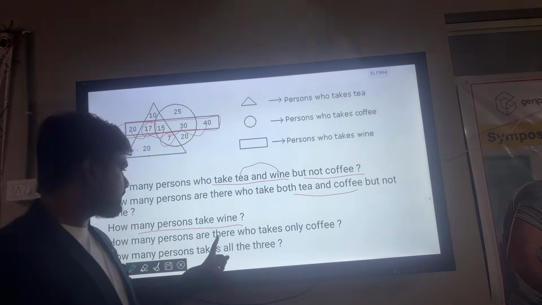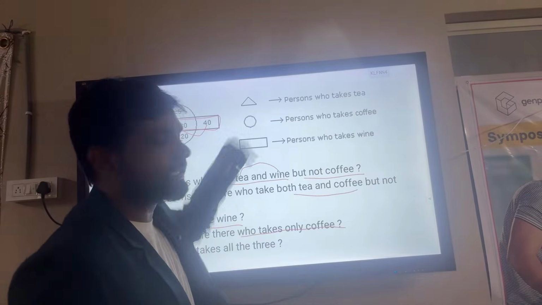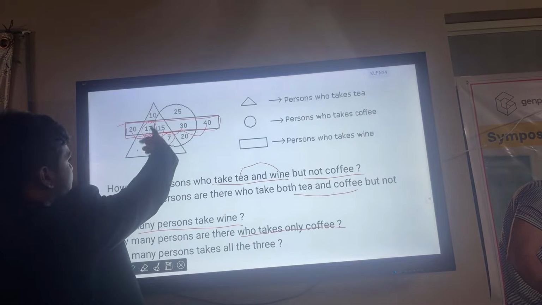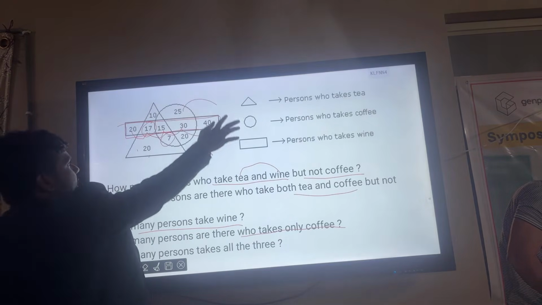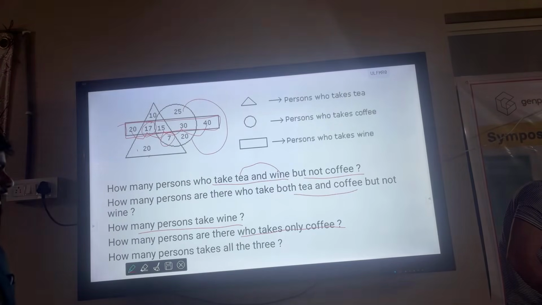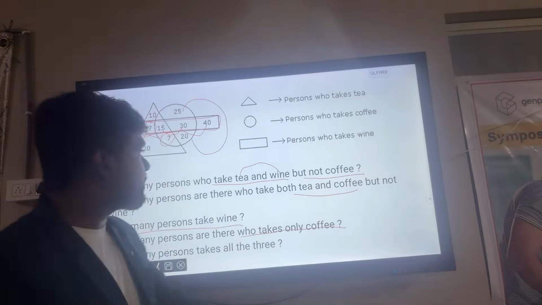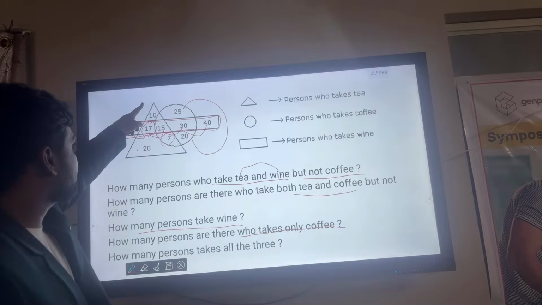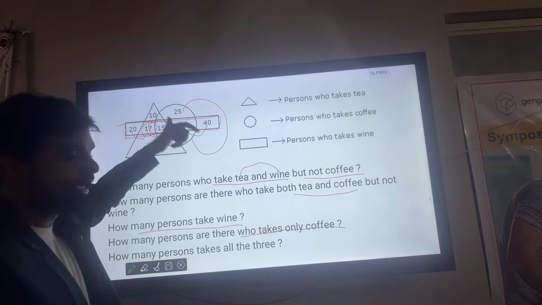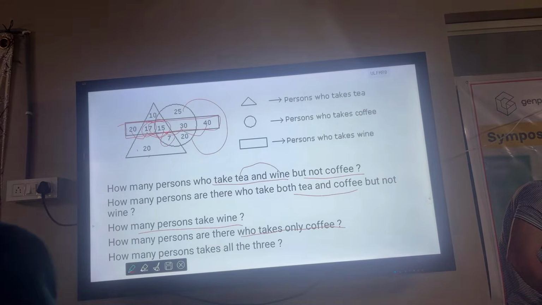How many persons are there who take only coffee? Only coffee means only circle. How many people are there in only circle? This 20 and this 25, totally 45. And how many persons take all three? How many people are associated with all three, triangle, circle, rectangle? What is the answer? 15.